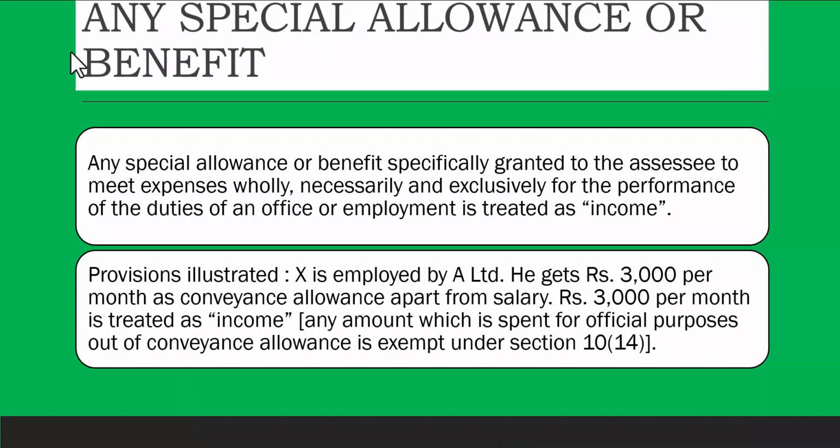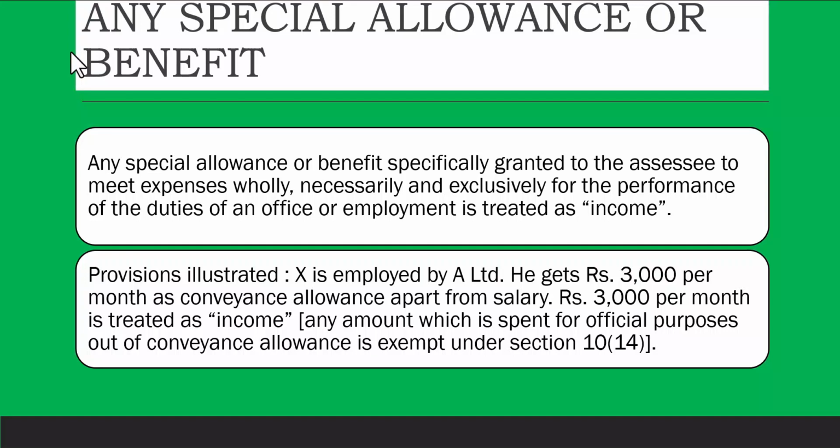Provisions illustrated. X is employed by A Limited. He gets rupees 3,000 per month as conveyance allowance apart from salary. Rupees 3,000 per month is treated as income. Any amount which is spent for official purposes out of conveyance allowance is exempt under section 10.